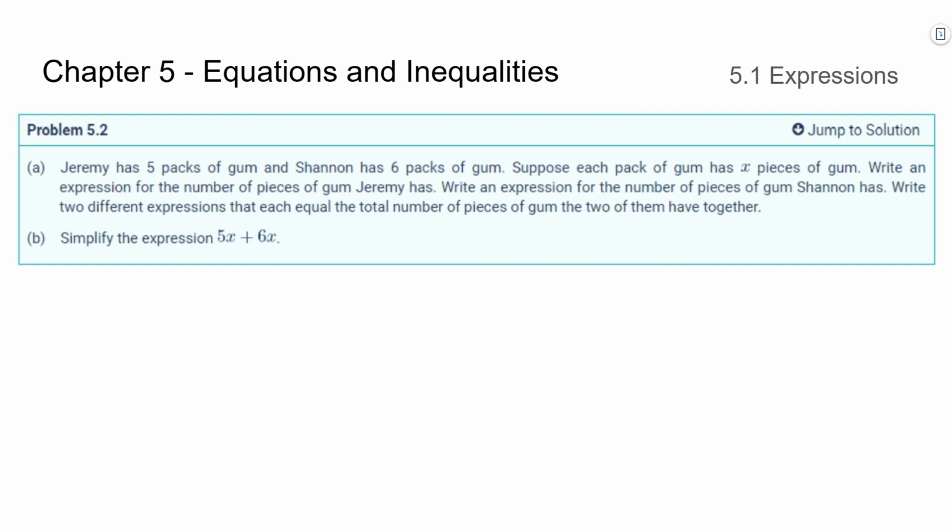Okay, Jeremy has 5 packs of gum, and Shannon has 6 packs of gum. Suppose each pack of gum has x pieces of gum. Write an expression for the number of pieces of gum Jeremy has. Okay, let's start with that. Jeremy has 5 packs of gum, and each pack of gum has x pieces in it. So he has 5 packs of gum, and there's x pieces in each, so he has 5 times however many pieces. Let's call it x, 5 times x, or 5x.